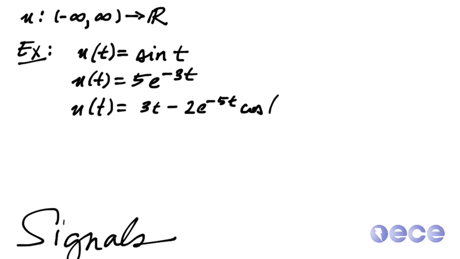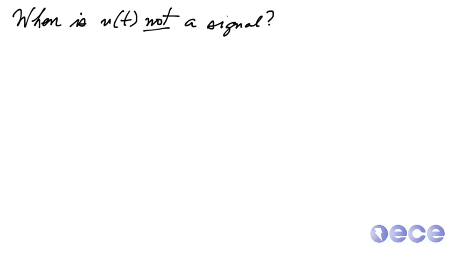You could also imagine composing these various pieces together. Here we have a fairly complicated signal with lots of moving parts. We're multiplying time-valued functions by one another. This is still a signal because it fundamentally takes values between minus infinity and infinity and turns those into the real number line. So when is u of t not a signal?